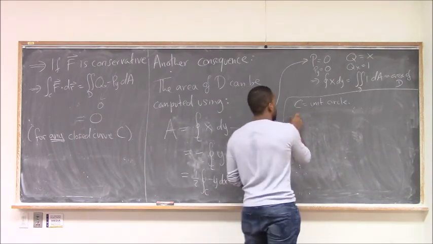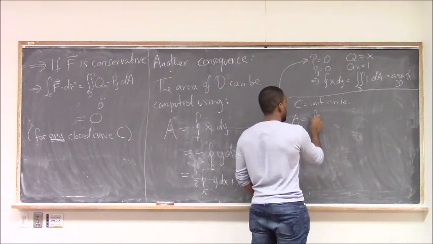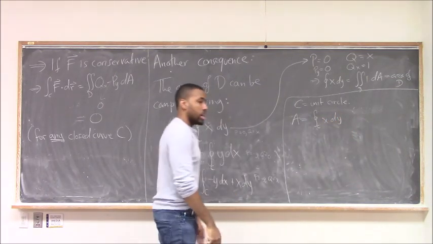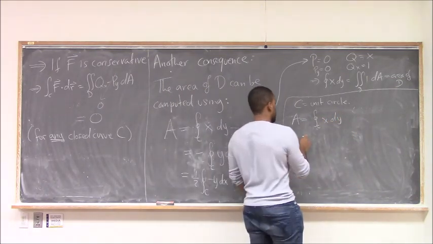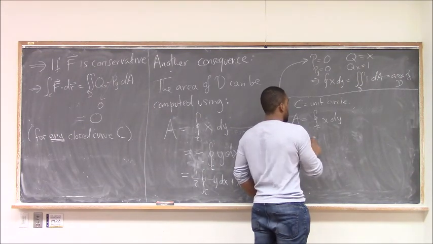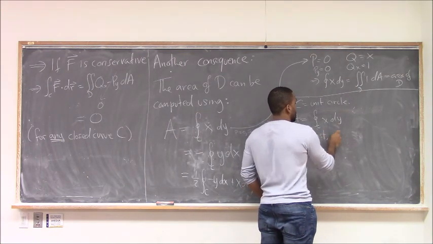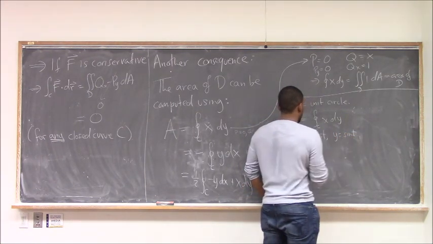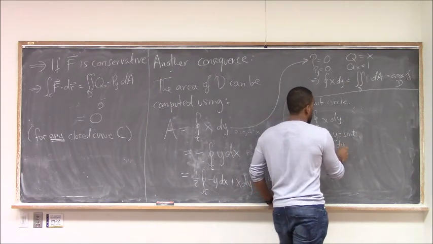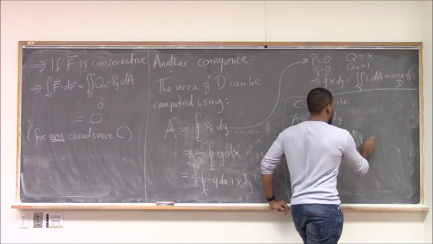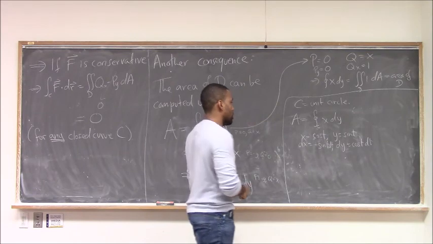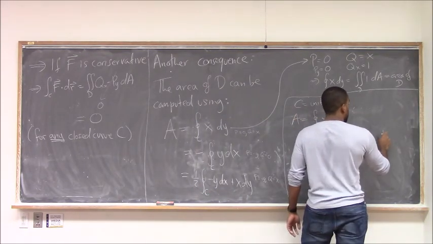I claim that the area of this circle is going to be the line integral along C of x dy, for example. So what would that actually look like? You parameterize this circle, right? Which means your x would be cosine t, y would be sine t. Your dx would be minus sine t dt, your dy would be cosine t dt. And of course here your t would be 0 to 2 pi.